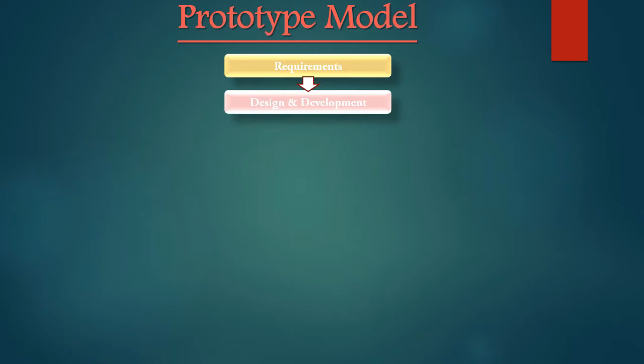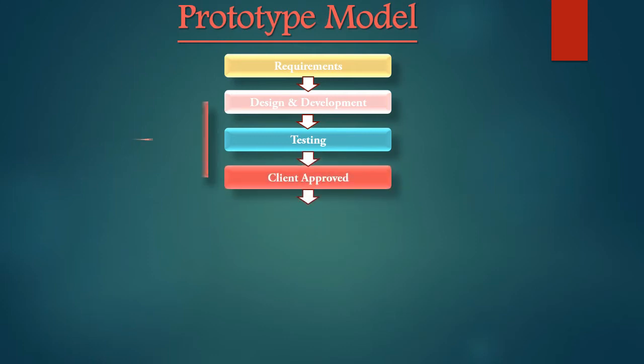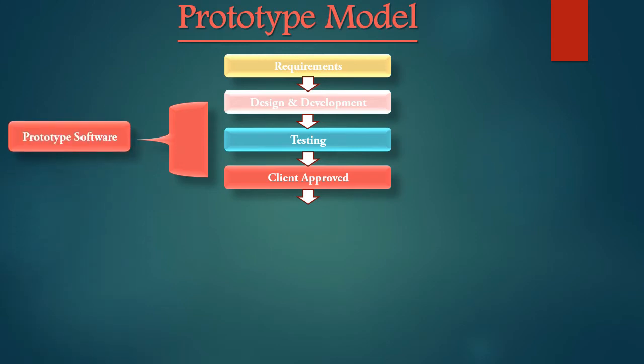In prototype model, the first phase is requirement, that is BA gathers the requirement from the client, and the second phase is design and development. After development, we need to test the software, so we have testing phase. After testing, there is client approval phase. These phases are of the prototype software. After approval of client, the actual development of software starts based on the approval of final prototype software.